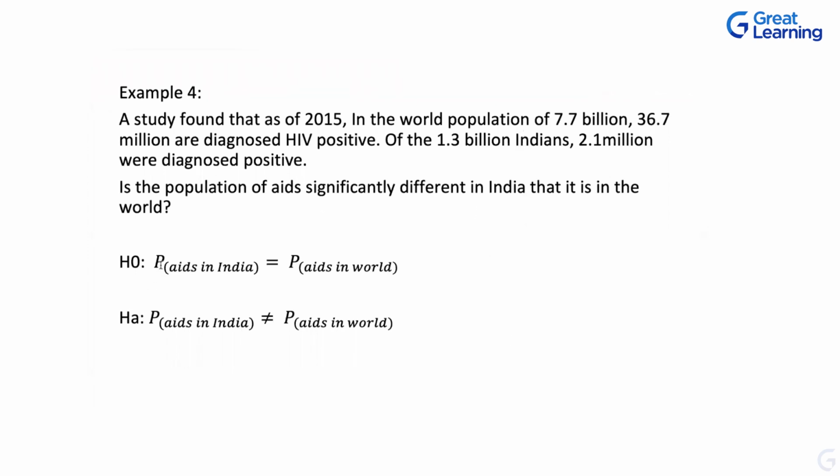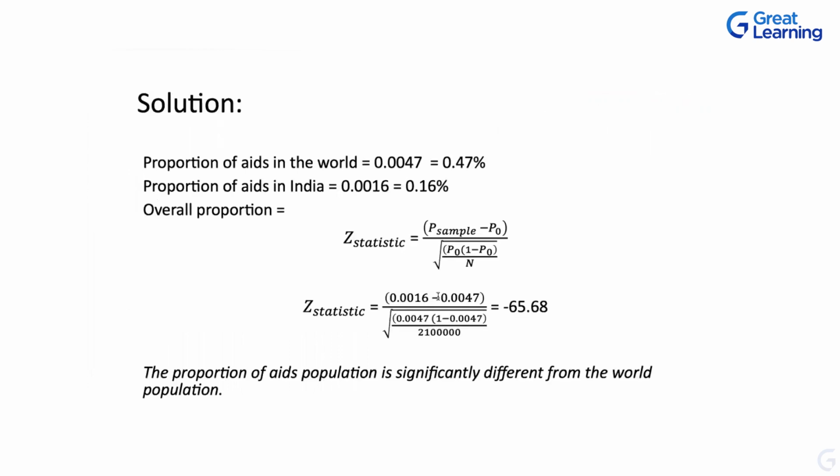The null hypothesis is: is the population of AIDS significantly different in India from that of the world? If you look at 1.3 over 2.1 versus 7.7 over 36.7, you can get roughly the proportion. But are they significantly different, or more or less in the same range? That's the hypothesis. So again, you go with the proportion of AIDS in this particular one.